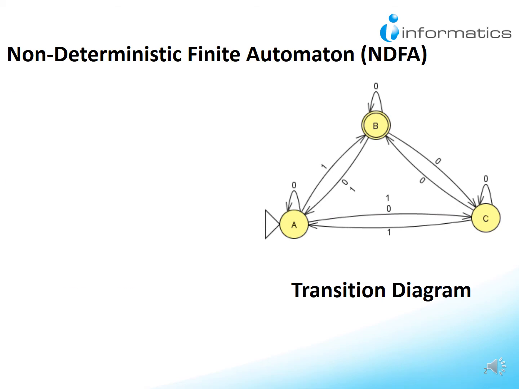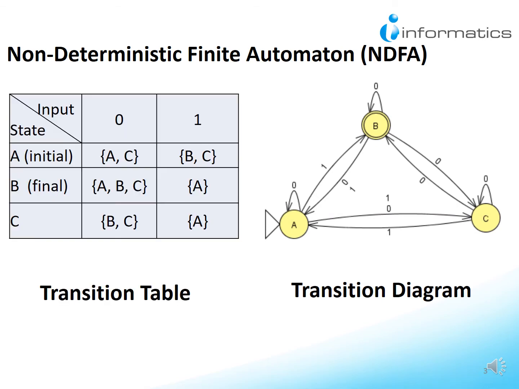non-deterministically. The non-deterministic behavior can be seen clearer in the state transition table. For example, in state B, seeing a 0, the machine is possible to move to state A or B or C non-deterministically.